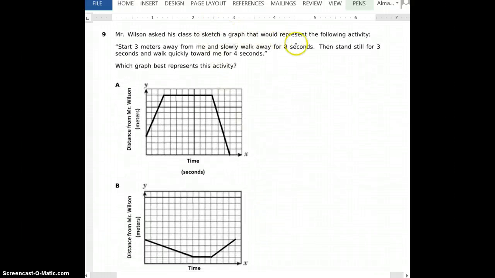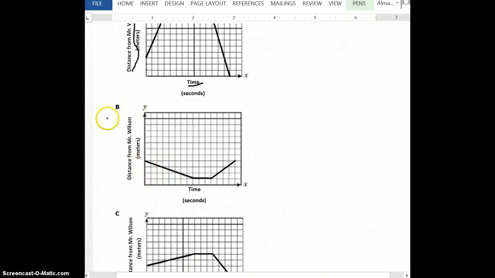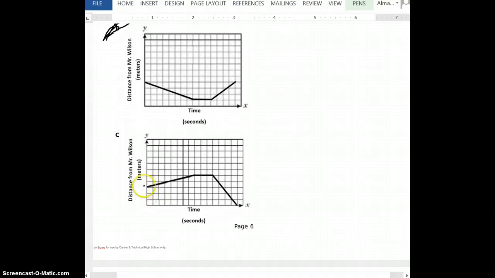Mr. Wilson asked his class to sketch a graph that would represent the following activity. Start 3 meters away from me and slowly walk away for 8 seconds. Then stand still for 3 seconds and walk quickly towards me for 4 seconds. Okay, so we're going to break this up by parts. This person had to start 3 meters away. Our graph, this is time, and this is distance from Mr. Wilson. Let's count. 1, 2, 3. This person is starting 3 meters away. 1, 2, 3, 4. This person is not starting 3 meters away. 1, 2, and 3. This person is starting 3 meters away.